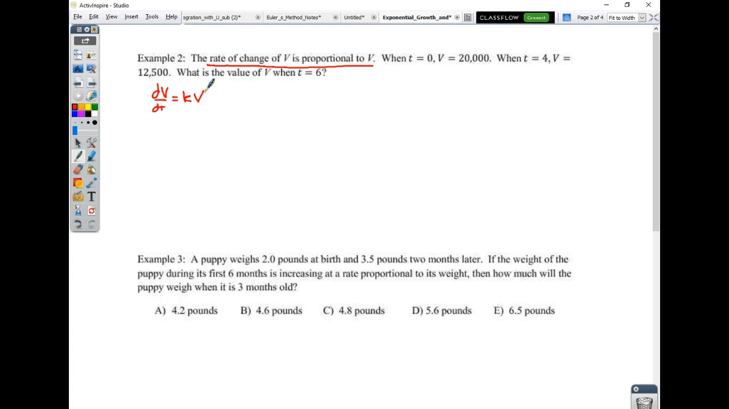All right. When t equals 0, v equals 20,000. When t equals 4, v equals 12,500. What is the value of v when t is equal to 6?